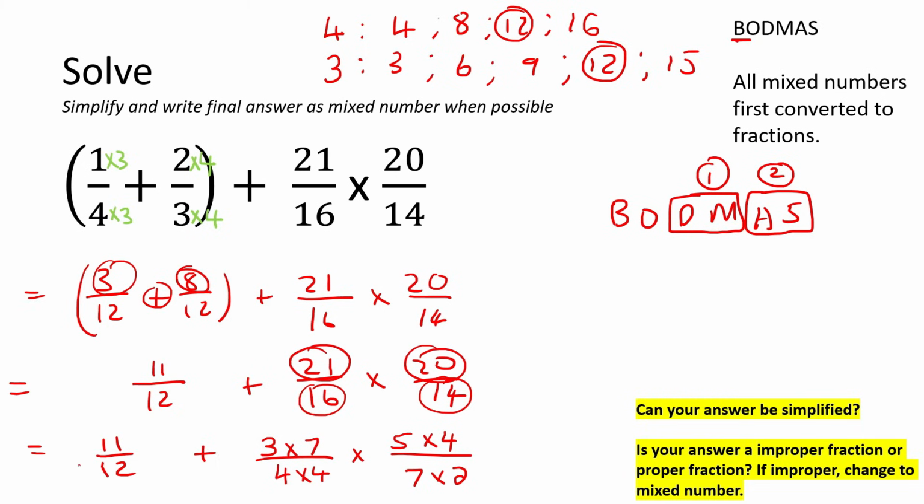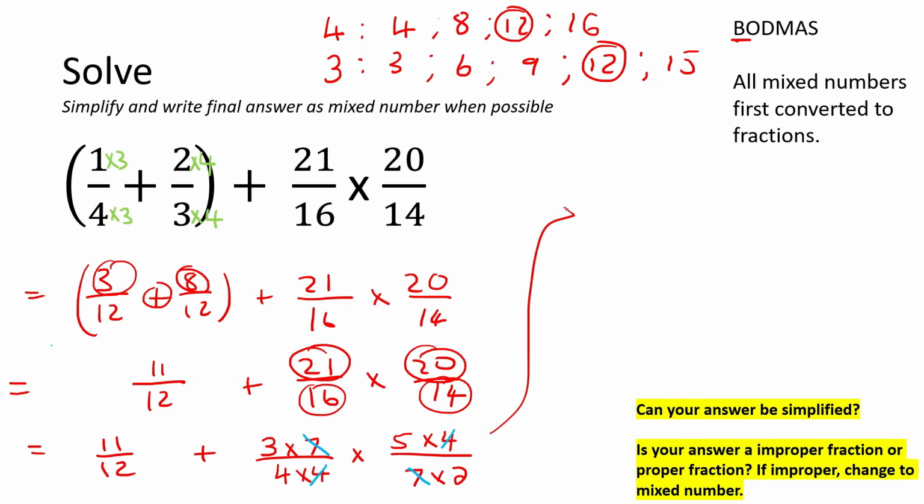And now what we've been taught is that when multiplying fractions, we can always cancel something at the top with anything at the bottom. So for example, this 4 can cancel this 4. This 7 can cancel this 7. And so what we now have is we still have this 11 over 12 from here. Now, what do we have left? We still have a 3 and a 4 at the top, so a 3 and a 4. And now a 5 and a 2.